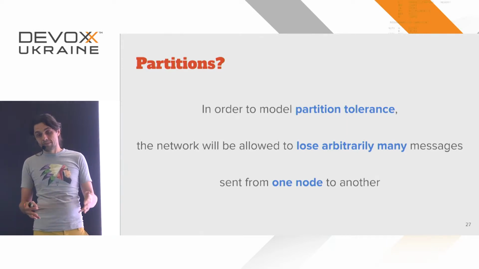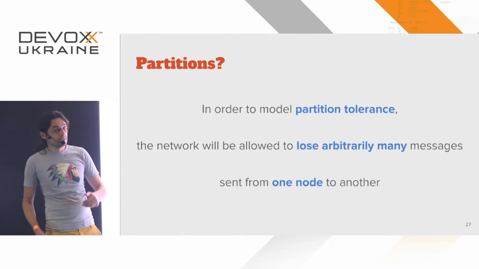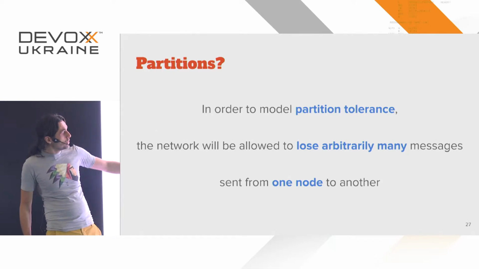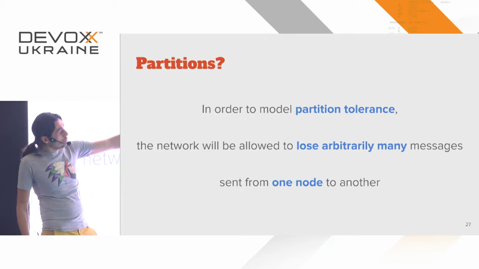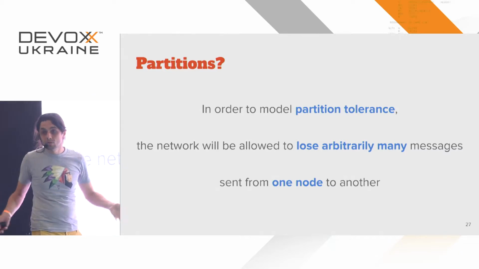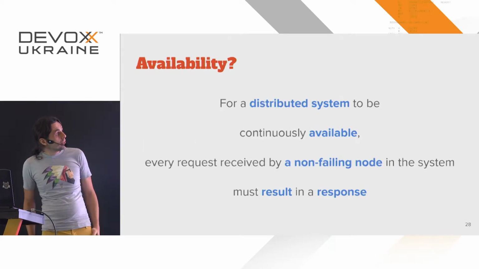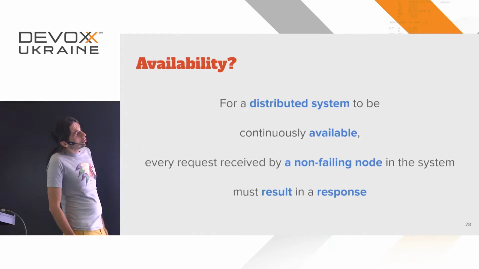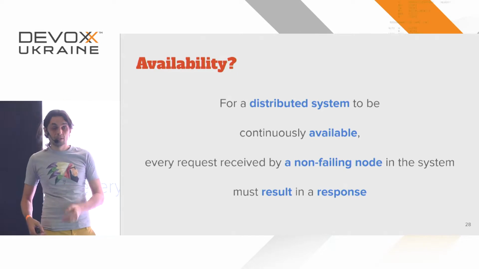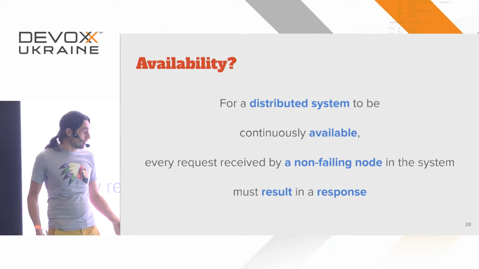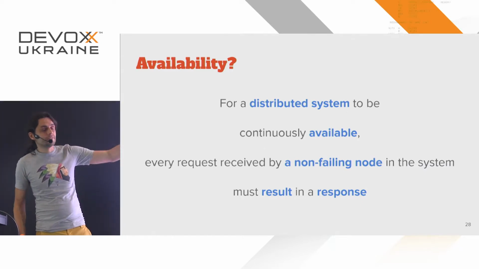So he says, okay, firstly, partitions in the network are inevitable. And to model this notion of partition tolerance, we say that a partition is a phenomenon where we can lose arbitrarily many messages from any node to another. We just don't accept that there are some hackers who can mess around with our system. And when it comes to availability, he says that for a distributed system to be available, every request received by a non-failing node, so by any non-failing node, not just one of them, must result in a response. So this is a really, really strict and hard to achieve condition.